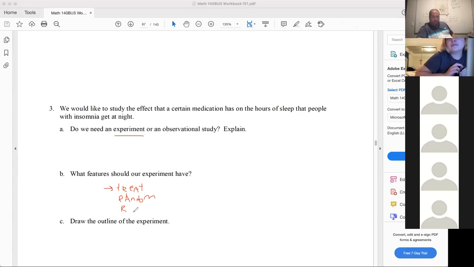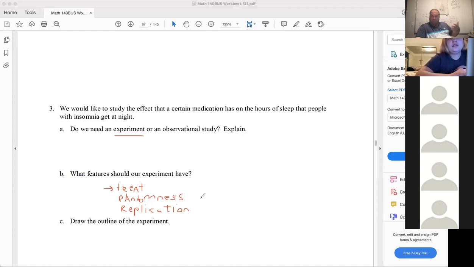Okay. We also want R, E, P, L, I, C, A, T, I, O, N: replication. What does replication mean? Is it like constant? Not constant. Replication means you want to have lots of trials. So you don't want to do this with one person for each treatment. You want to do it with 100 people for each treatment.